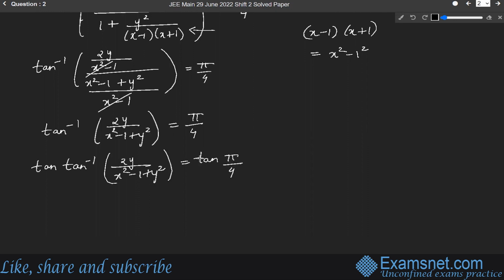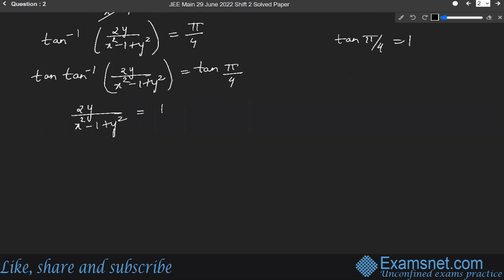Do you know what is the value of tan pi by 4? tan pi by 4 is equal to 1. Okay, this tan and tan inverse will be cancelled. So the remaining terms on the left hand side will be 2y upon (x square minus 1 plus y square) is equal to tan pi by 4. What is tan pi by 4? It is 1. All right. So 2y will be equal to x square minus 1 plus y square when we cross multiply this. So we have an equation x square minus 1 plus y square minus 2y is equal to 0.